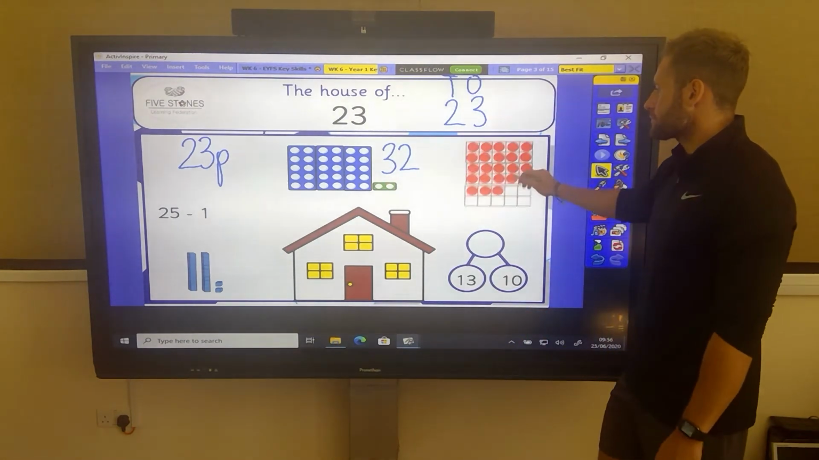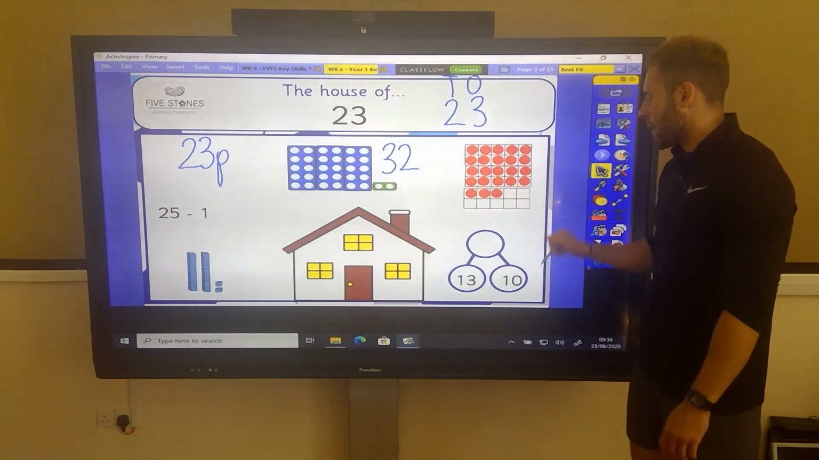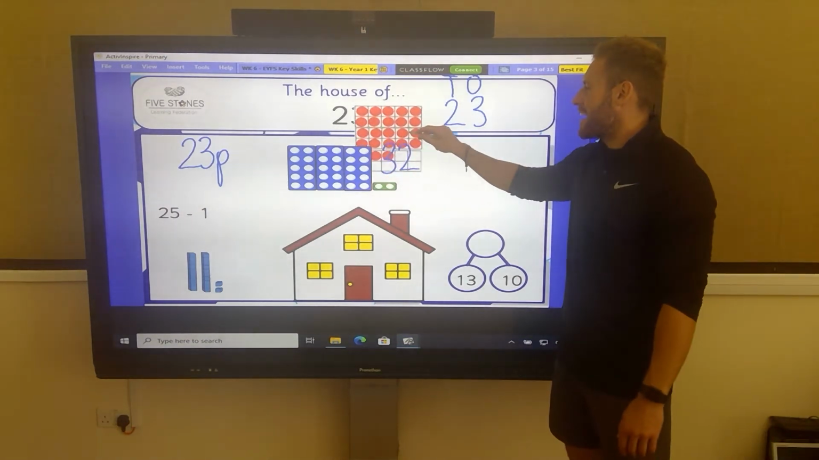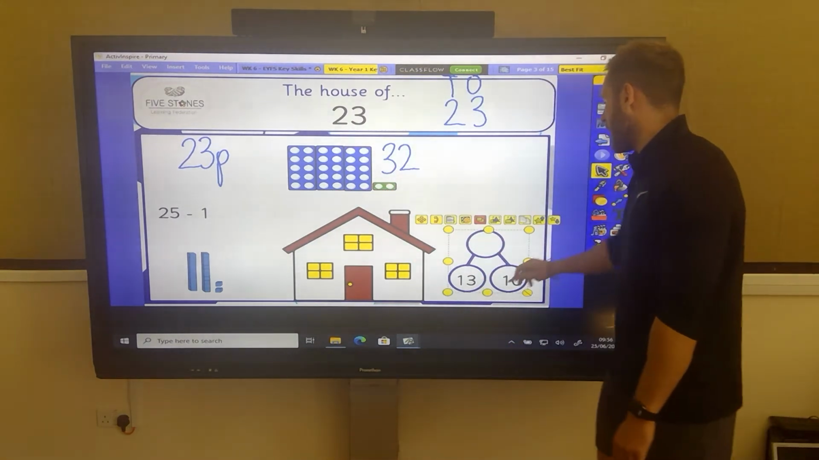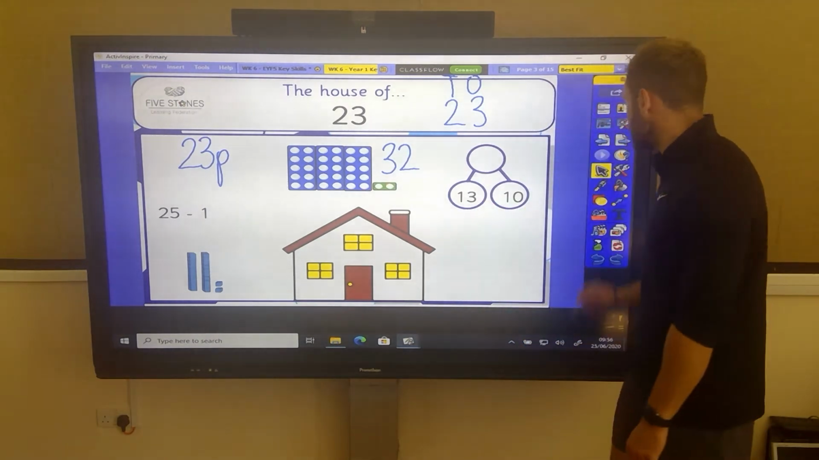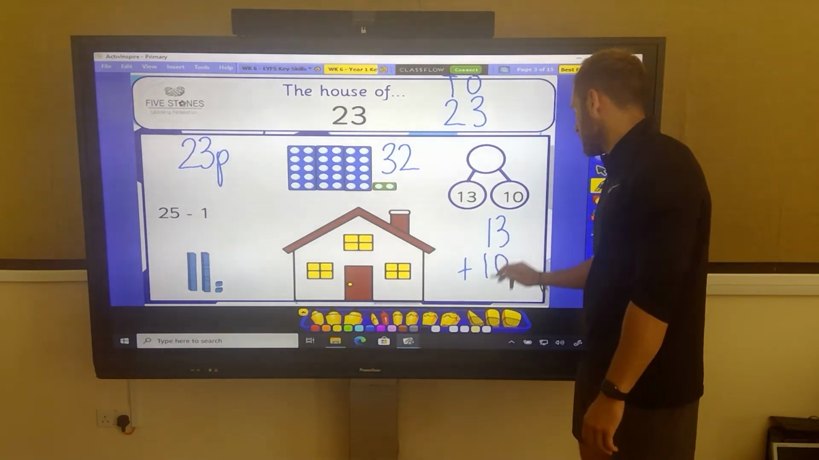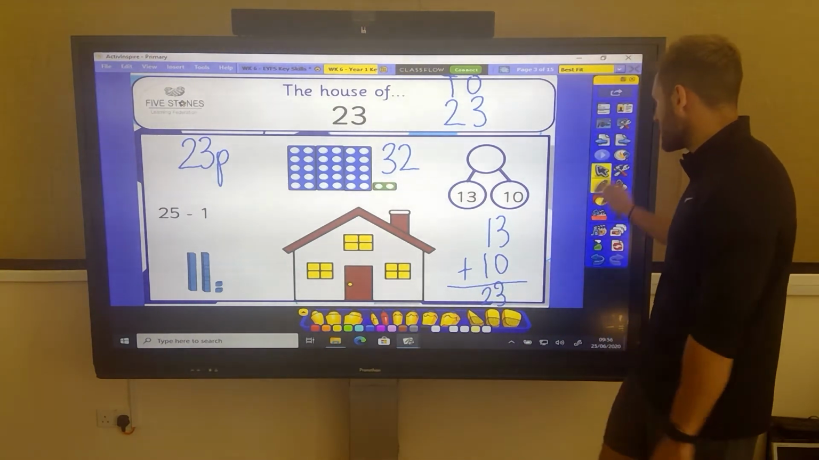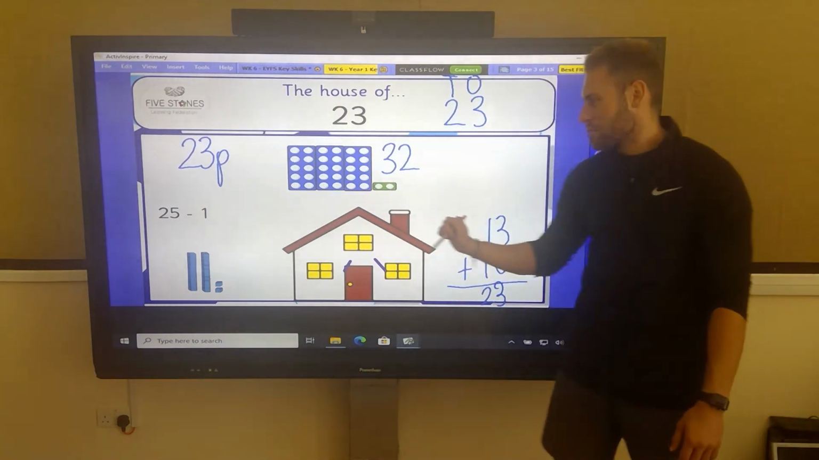Let's look at our tens frame. We've got a full 10, another full 10. So that's 10, 20, 21, 22, 23. Yes, we've got 23 in our tens frame, so that can go in our house of 23. Our part whole model, what have we got? 13. And 10 more than 13 gives us 23. It does. 10 more than 13 gives us 23. So that can go in our house of 23.